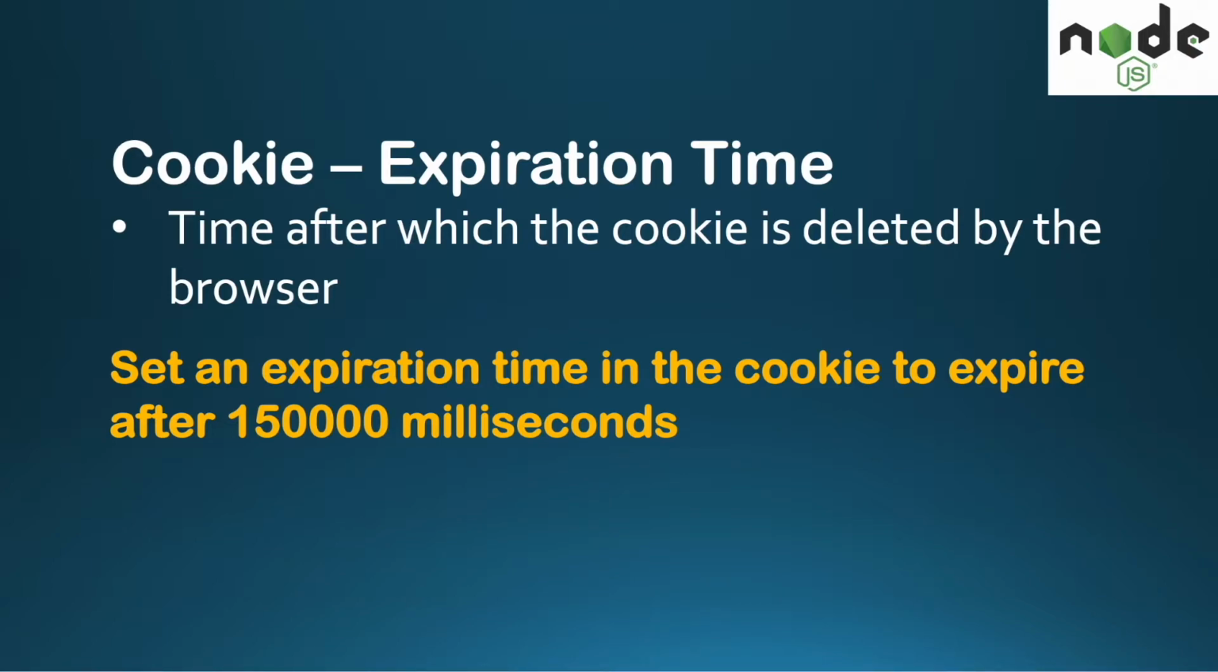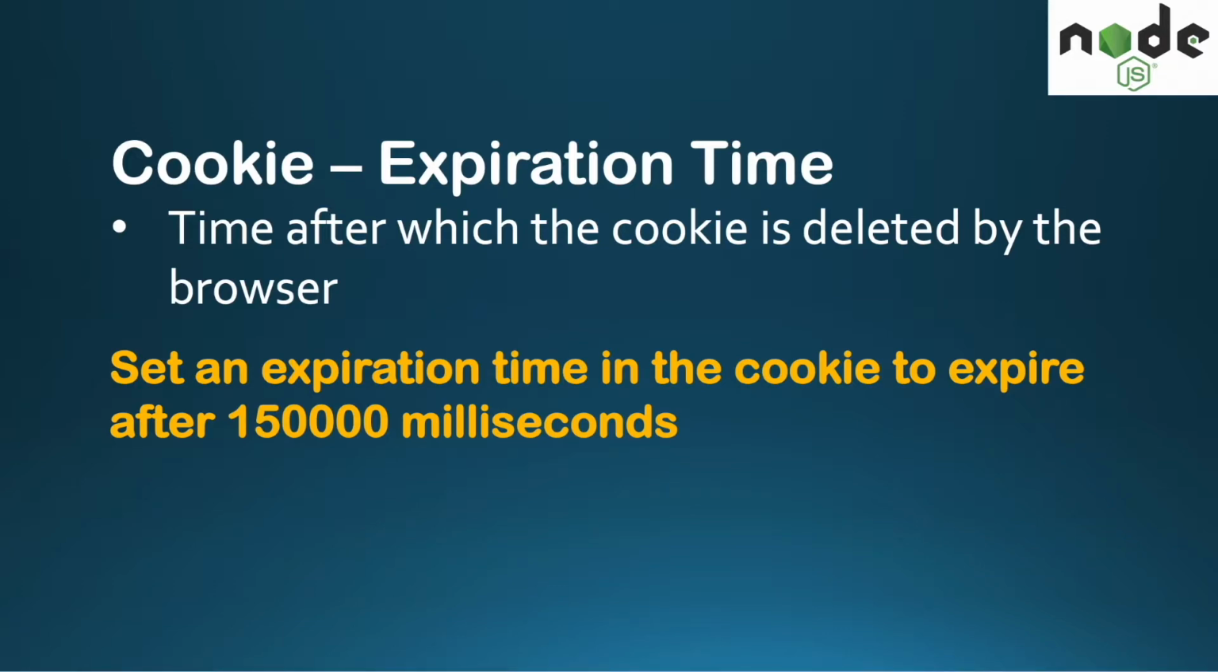So what does it say? Set an expiration time in the cookie to expire after 150,000 milliseconds. So we specify this time in milliseconds. A millisecond is 10 to the power minus 3. So this means 150 seconds, which is 2.5 minutes, after which the cookie will expire.